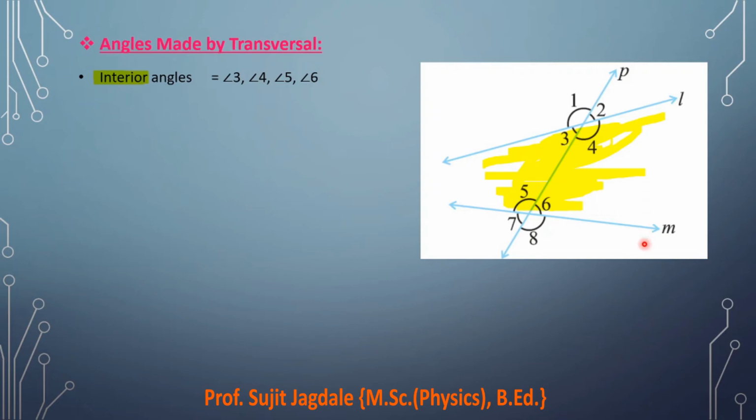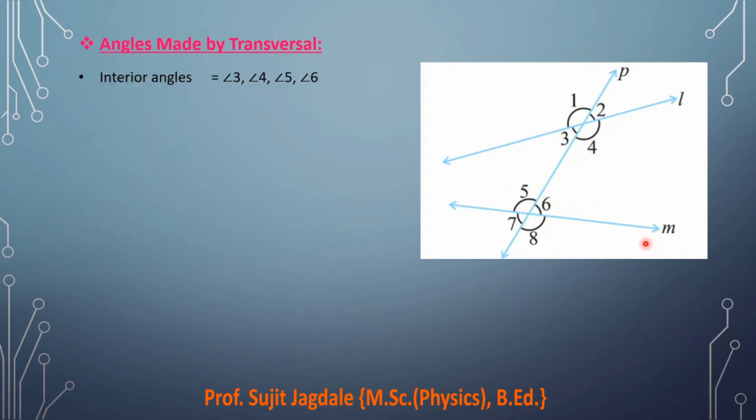Those angles which are present between the two lines are referred to as interior angles. Just remember, I had given these names, so the names may be different; don't remember it by number, remember it by position. Between L and M, four angles are interior angles.